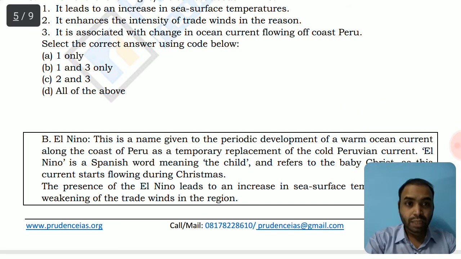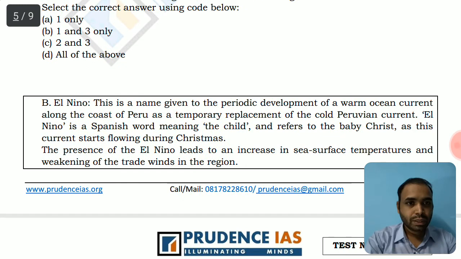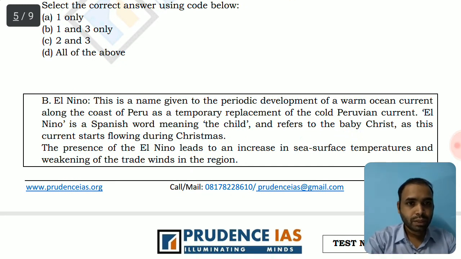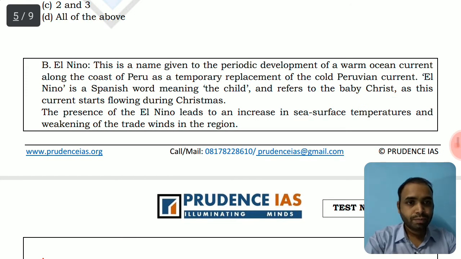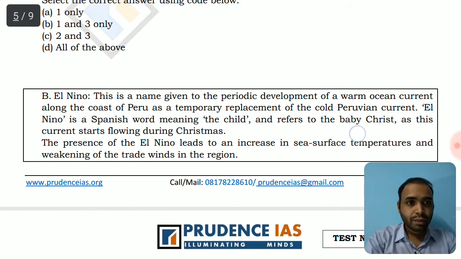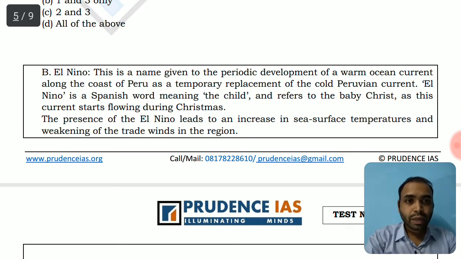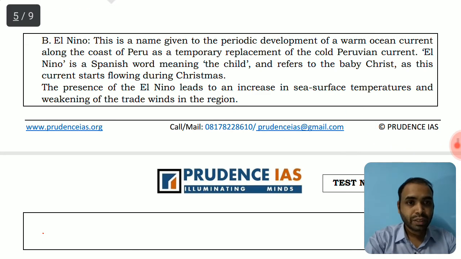El Nino is a name given to the periodic development of a warm ocean current along the coast of Peru as a temporary replacement of the cold Peruvian current. El Nino is a Spanish word which means the child and refers to the baby Christ, as the current starts flowing during Christmas. So in the month of December, this El Nino phenomenon starts. The presence of El Nino leads to an increase in the sea surface temperature and weakens the trade winds in the region.